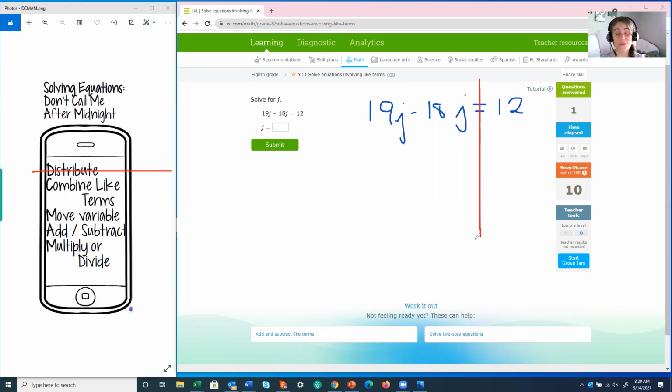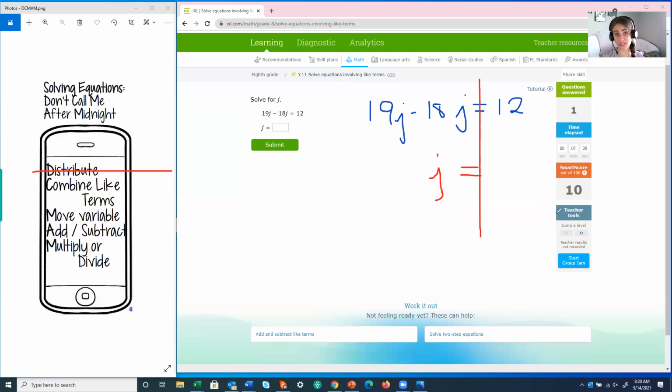We do again. We have 19j minus 18j. Those are like terms because they have the same variable with the same power. They both have a j. So let's go ahead and do it. What's 19j minus 18j? Just a 1j. So we're left with a single j again.